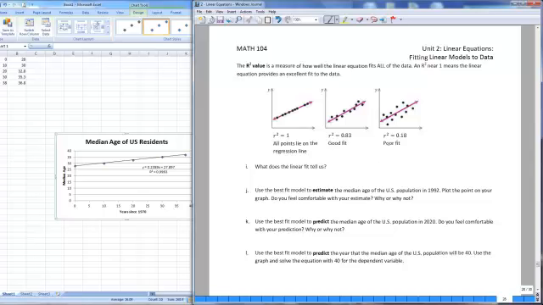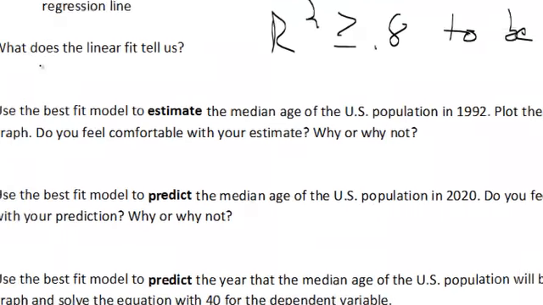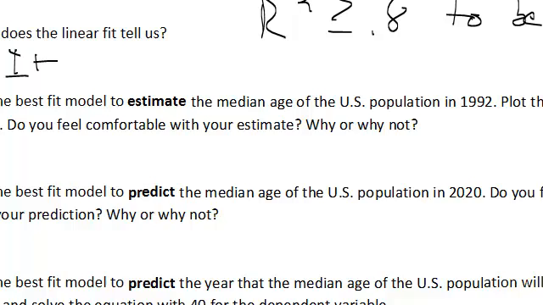Now, a good rule of thumb for a good value is R-squared needs to be greater than or equal to 0.8 to be good. So we always want R-squared to be greater than 0.8. If it's greater than 0.8, we probably have a pretty good fit. If it's less than 0.8, we don't have a very good fit. What does the linear fit tell us? It's good, right? This is very good, 0.9963.